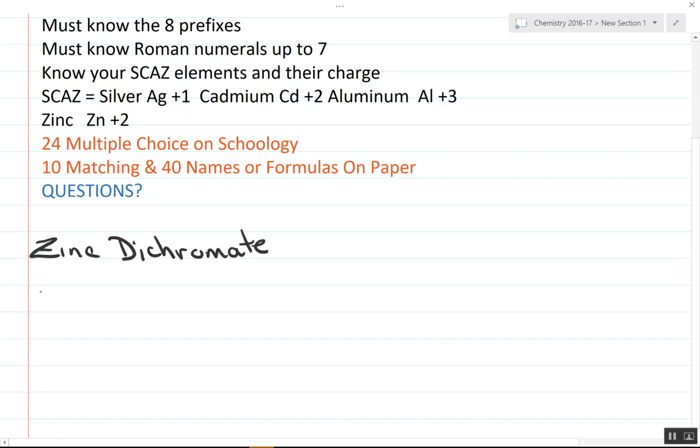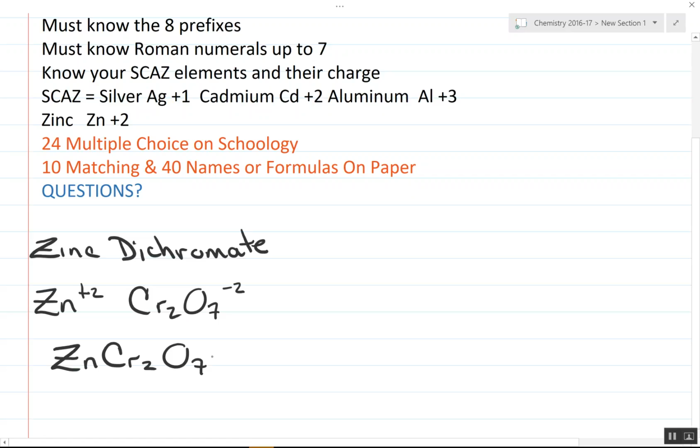Okay, so you got zinc, which has a +2 charge, and dichromate is actually Cr2O7 -2. So, do our charges add up to 0? So it's just going to be putting them together. And so that's zinc dichromate. If you looked on your polyatomics, this is dichromate right here.